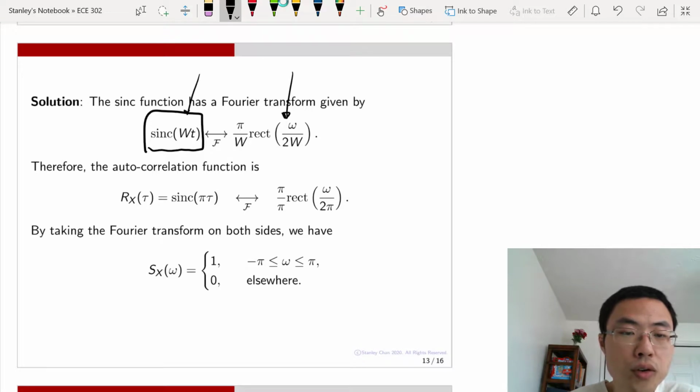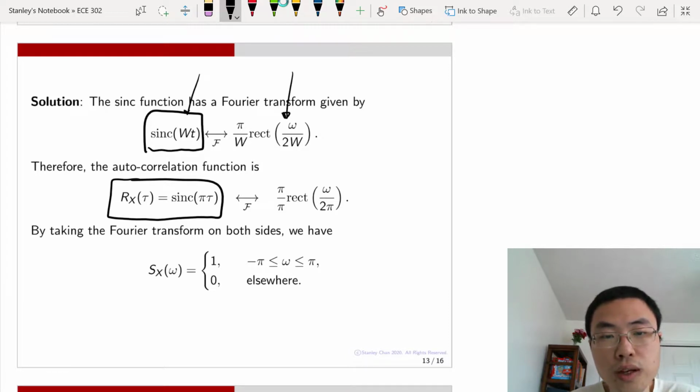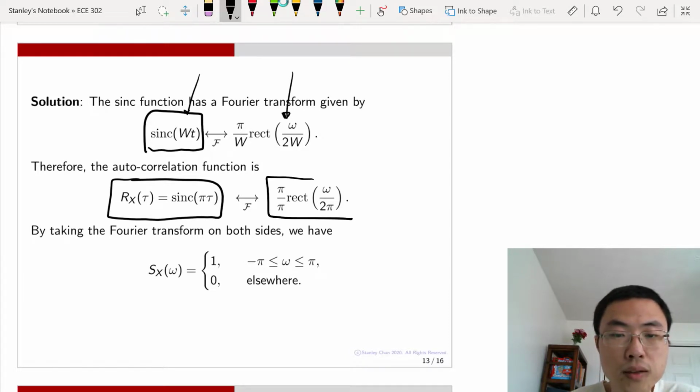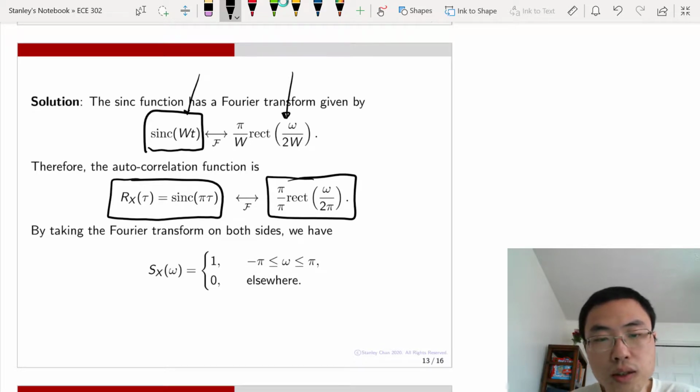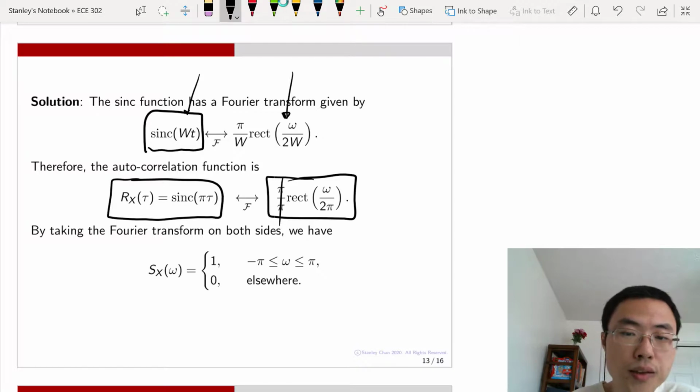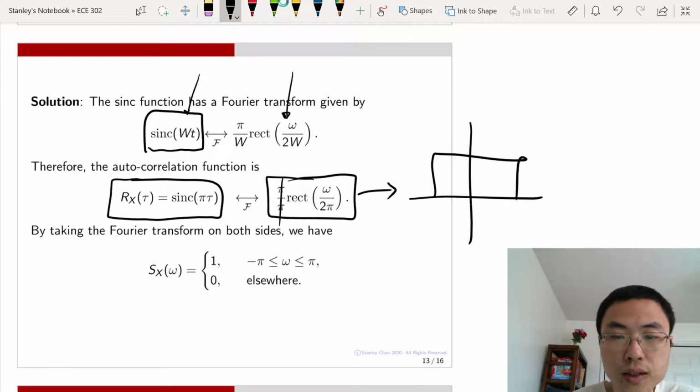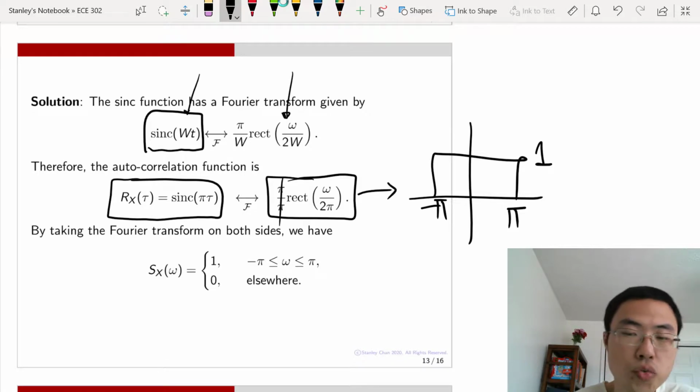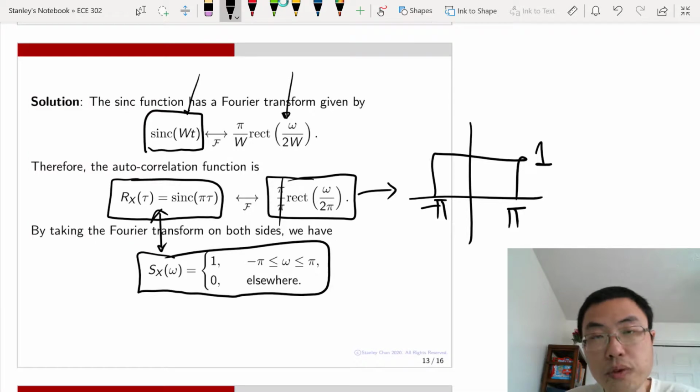And therefore, if in the time domain you have the sinc function and you take the Fourier transform, this will give you pi over pi, so you can cancel these two pi's, and there's a rectangle function of a width of 2 pi. This is equivalent to saying that you have a boxcar function from minus pi to pi, and the height is 1. So here is your autocorrelation function. If you take the Fourier transform, you get the power spectral density, and this is the power spectral density of X.